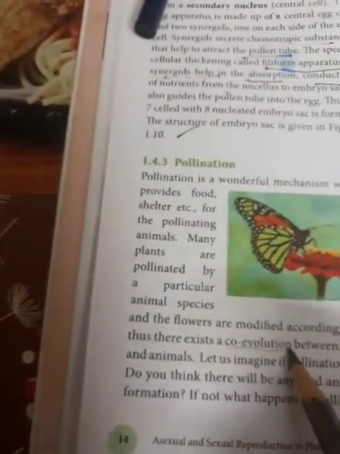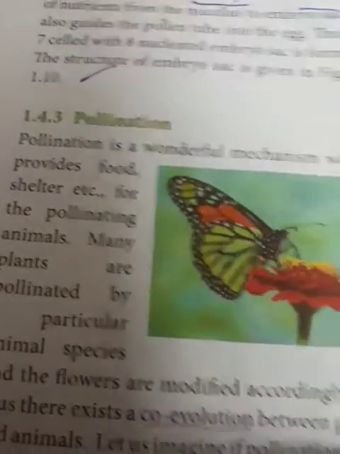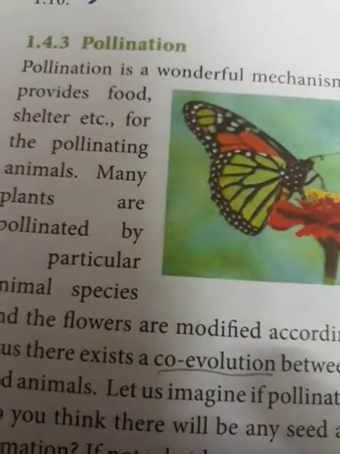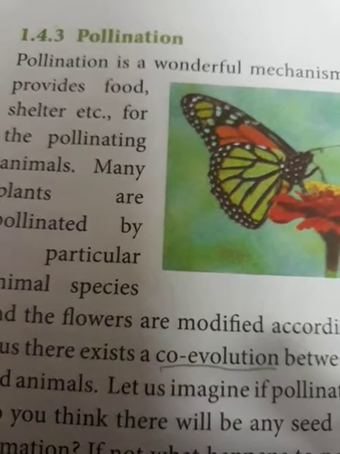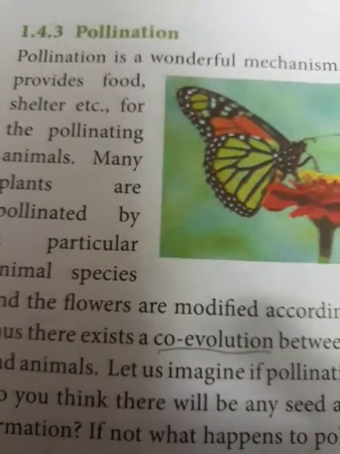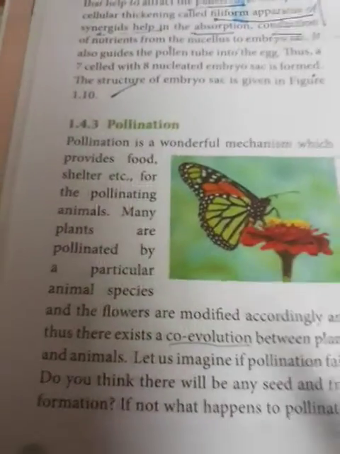Now, one is depending on the other. I told you a particular type of plant will be pollinated by a particular species. That means both are adapted accordingly. If the particular animals are not there as pollinating agents, pollination will not take place, so the plants also cannot survive. So that is the meaning of co-evolution between plants and animals.